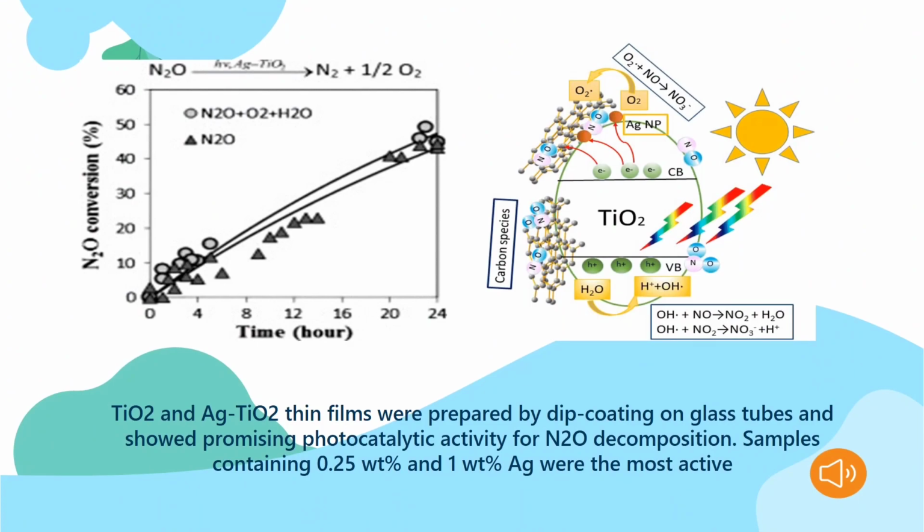Another method is the use of silver titanium oxide thin films, which are prepared by dip coating on glass tubes. And as titanium oxide shows photocatalytic activity, it provides great decomposition of nitrogen dioxide. As it is shown in the picture, when titanium oxide is illuminated by light, it generates electron hole pairs, and then holes are responsible for the production of hydroxide radicals, which react with nitrogen oxide to produce nitrogen dioxide, and this nitrogen dioxide is then adsorbed by the carbon species.